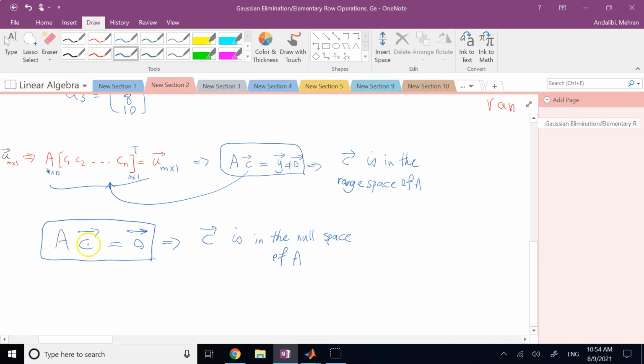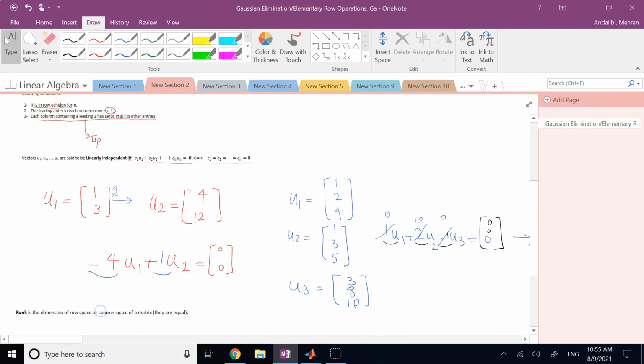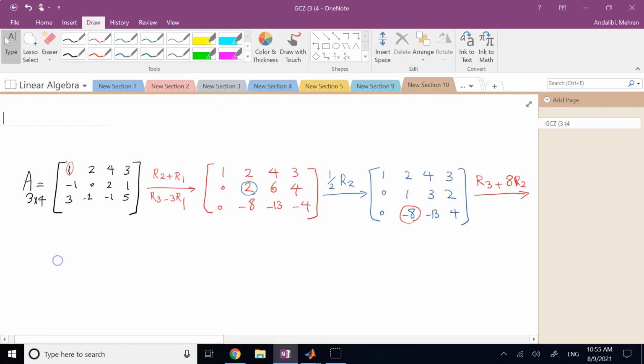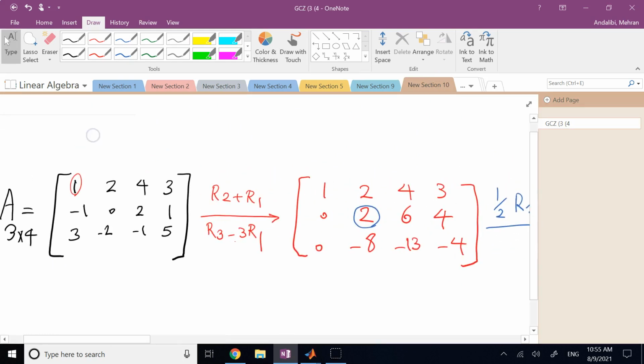If I multiply A by a column vector and I get all zeros out, we say c is in the null space of A. And again, you can only get such a thing when the matrix A is what? Rank deficient. When there is some combination of the columns which can give you 0 without all coefficients being 0. So for example, if I go back to the same example we solved, I'll try to reduce the rank a little bit.